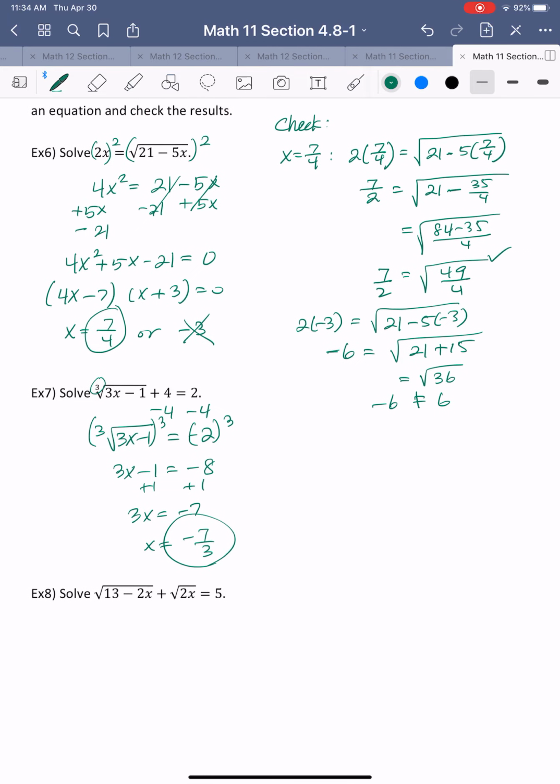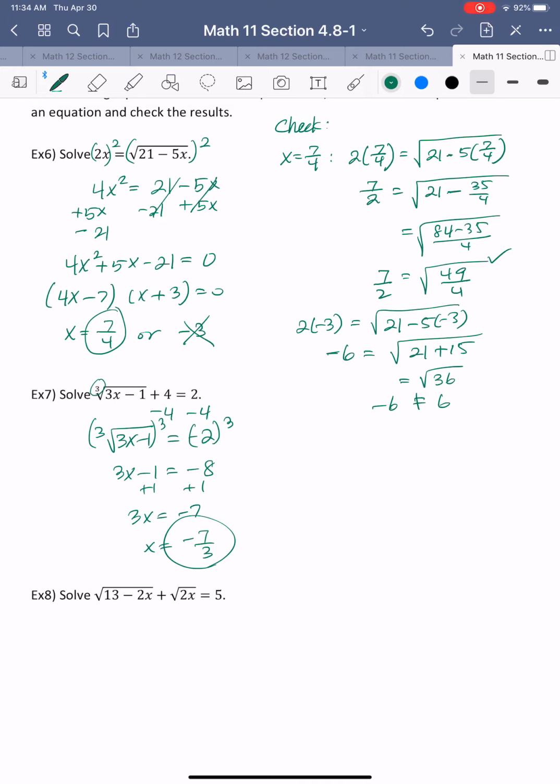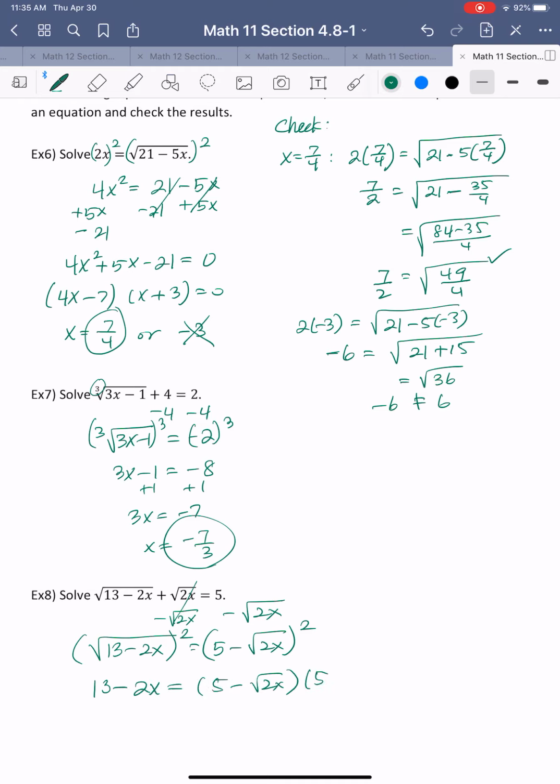All right, what if you have two radicals? Yeah, I want to isolate one radical at a time. So I want to isolate the more complicated radical. So I want to leave the radical of 13 minus 2x on one side, and 5 minus radical 2x on the other. And then I square them. When I square them, I get 13 minus 2x, which is the same as 5 minus radical 2x times 5 minus radical 2x. And then when you multiply it out, 13 minus 2x becomes 25 minus 10 radical 2x plus 2x.